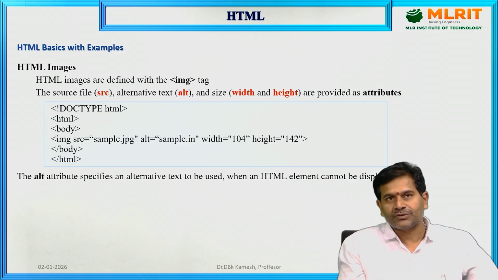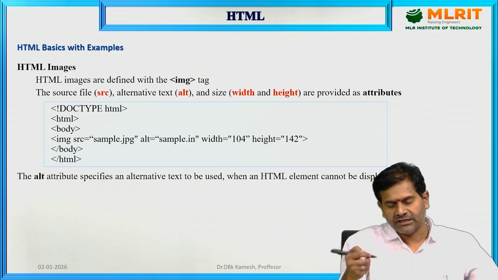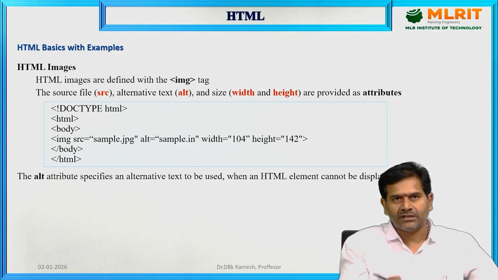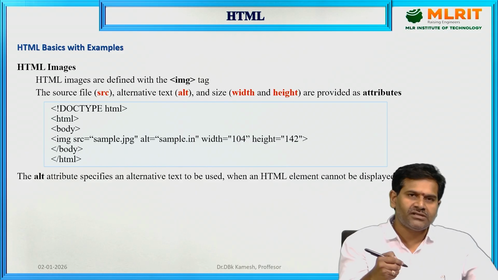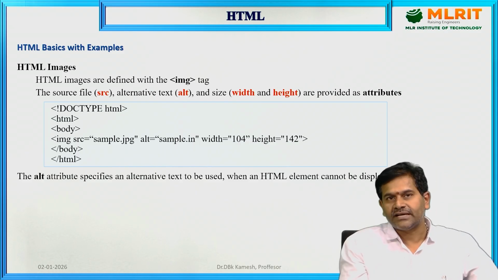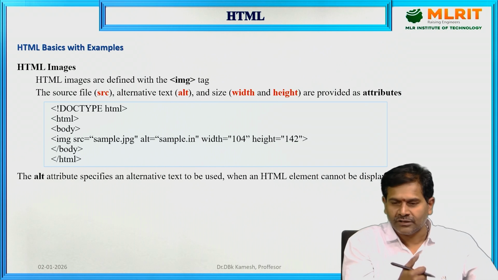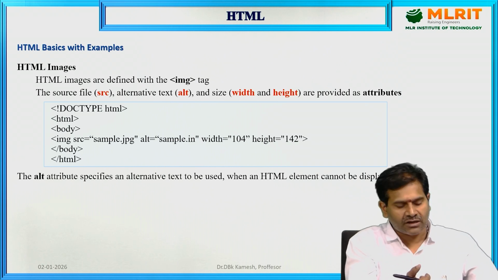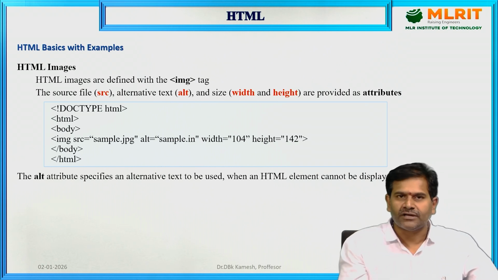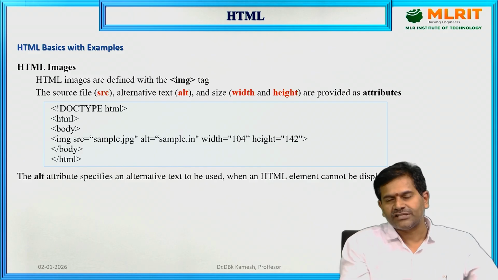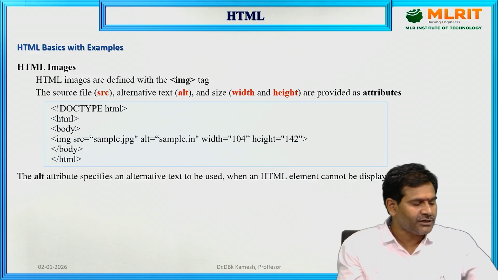Then we need to insert some images, that is the image source file. img is the tag. Inside it, the syntax is the image source followed by width and height. Then the alternative name, which is optional. We can use alt equals sample data, and sample data is shown. The alt attribute specifies the alternative text to be used.